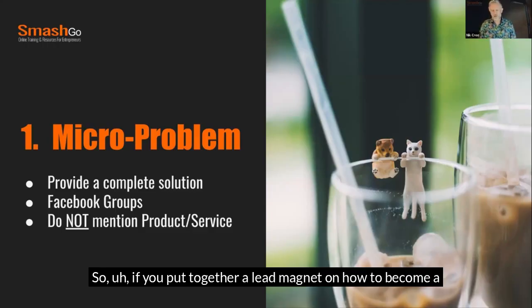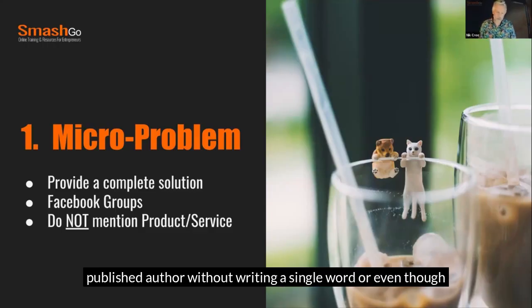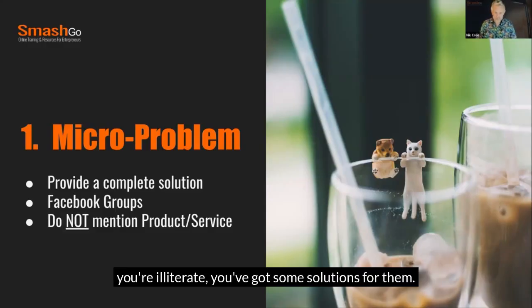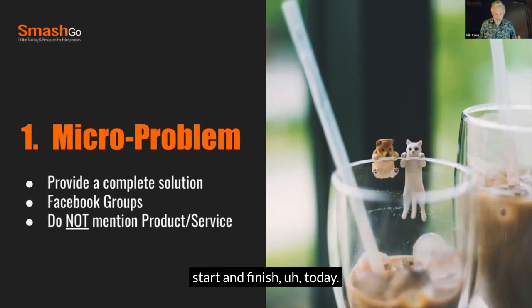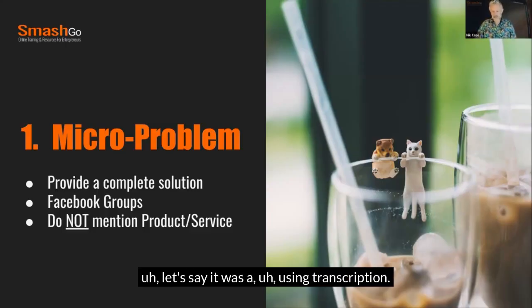So if you put together a lead magnet on how to become a published author without writing a single word, or even though you're illiterate, you've got some solutions for them. So your lead magnet might only be one page long, but you've provided them with a solution that they could start and finish today. So what I would do with that there is, let's say it was using transcription.